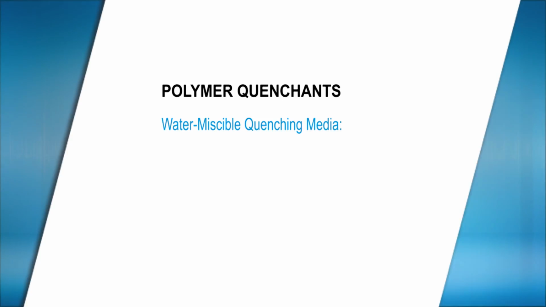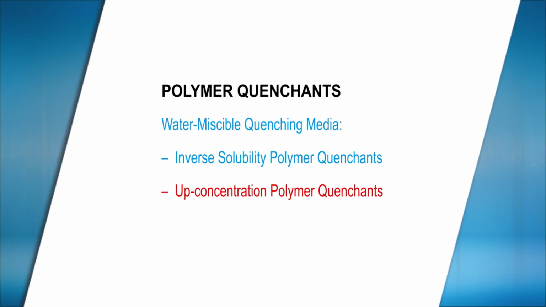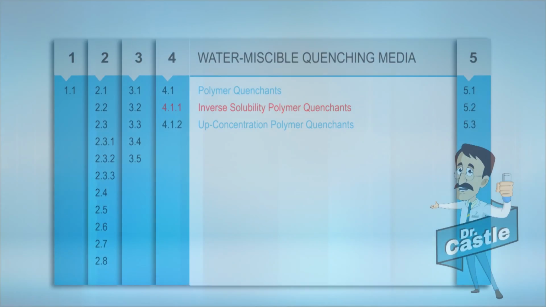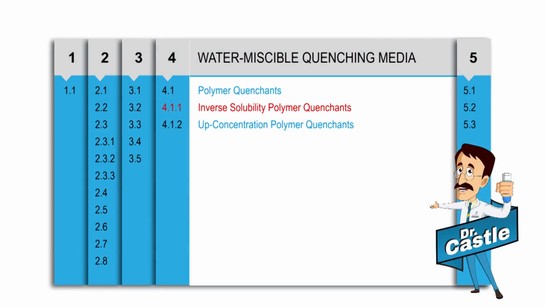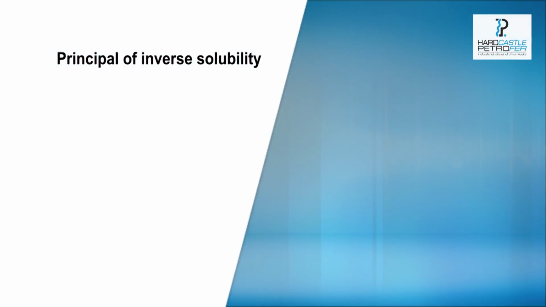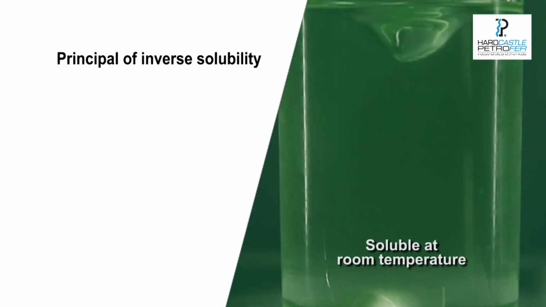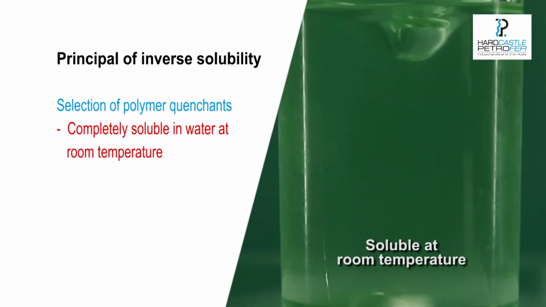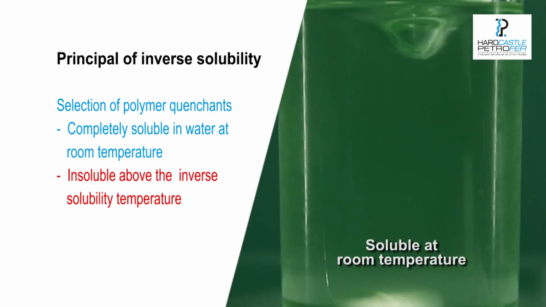We shall now move on to a discussion about the two main types of polymer quenchants, namely inverse solubility type polymer quenchants and up concentration polymer quenchants. Inverse solubility polymers exhibit inverse solubility in water, that is, they are soluble in water at room temperature, but insoluble above the inverse solubility temperature, normally 65 degrees Celsius to 70 degrees Celsius.